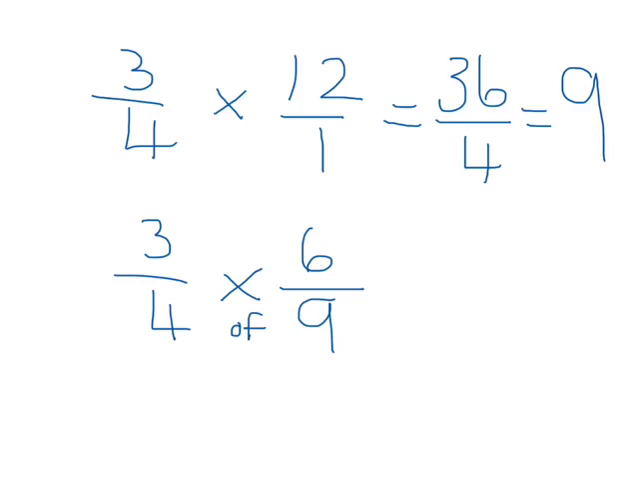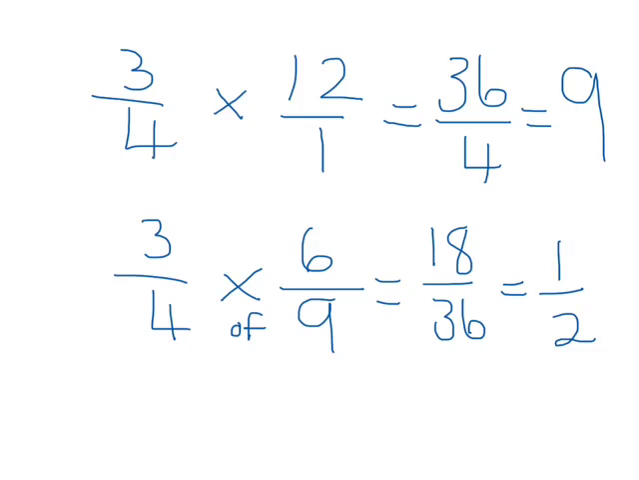We change it to a times sign, and then we do the numerator times the numerator over the denominator times the denominator, then you can simplify. So that equals 18 over 36. And to simplify that, they can both be divided by 18. 18 goes into 18 once. 18 goes into 36 two times. So actually 3/4 of 6/9, or 3/4 times 6/9, is actually the same as a half.